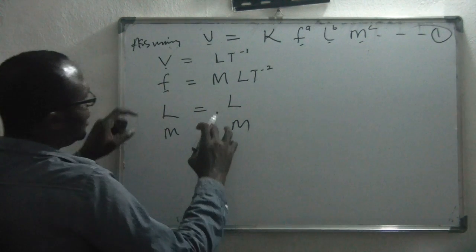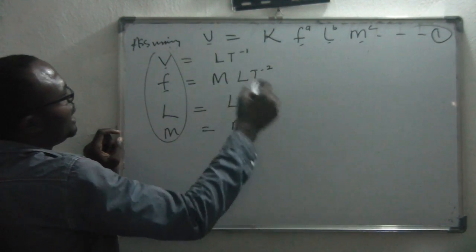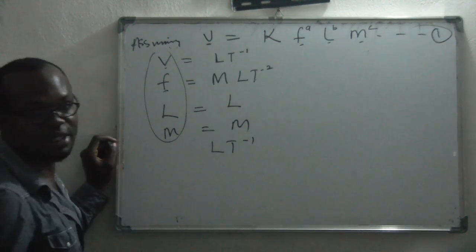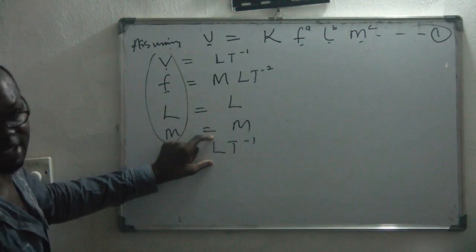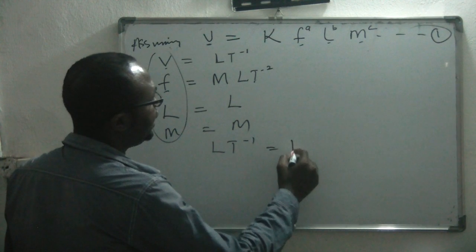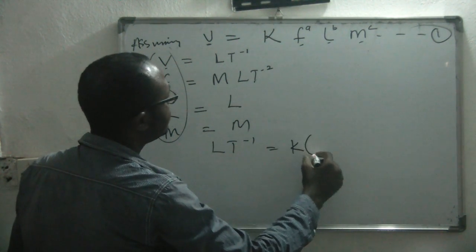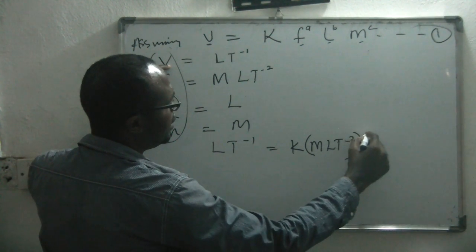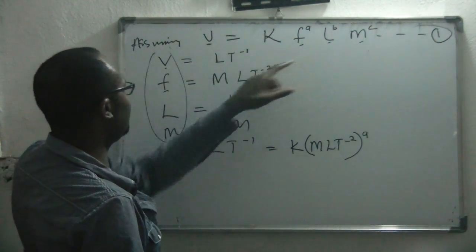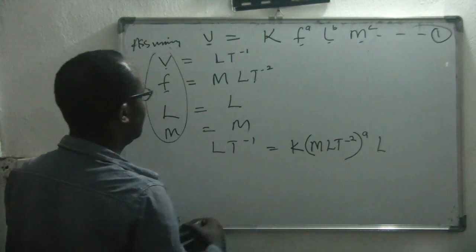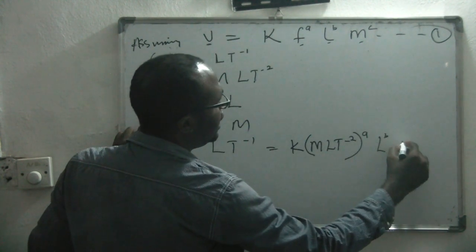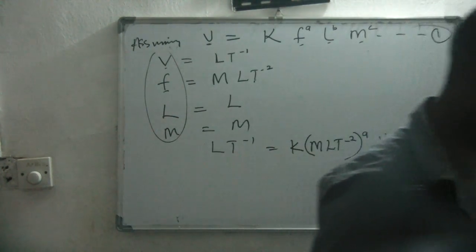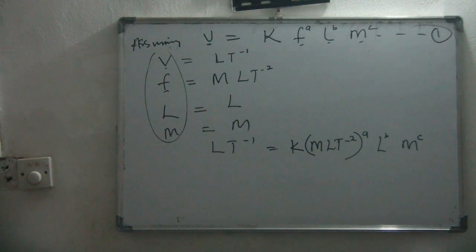Now from this, changing each of these to its dimension, what do we have? In place of V, we will write LT minus 1, because this is similar in terms of dimension. Equal to K. F is the same thing as M LT minus 2 to power A. L is the same thing as L, and M is the same thing as M. So this is what we have. This is the same thing as the equation up here.